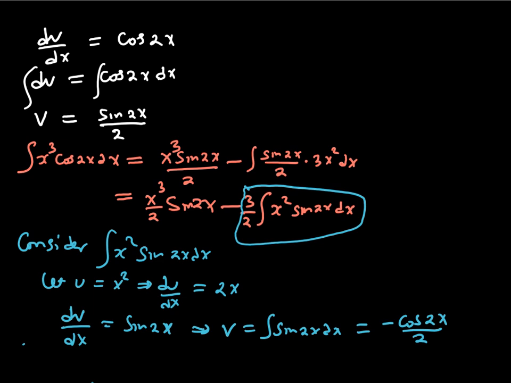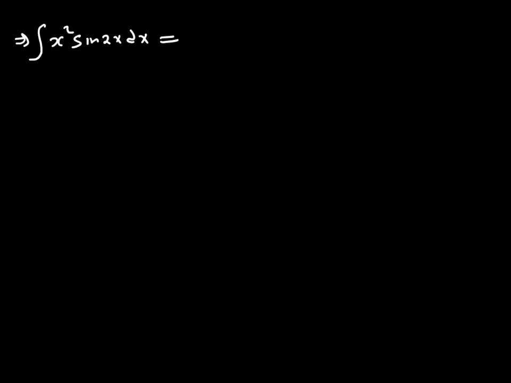Let's move on. So this means that the integral of x squared sine 2x is going to be minus x squared times cosine of 2x over 2. Remember, the integral of a sine is a cosine. Minus the integral of v, where v here is minus cosine of 2x over 2, times du dx, and du dx is 2x, dx.